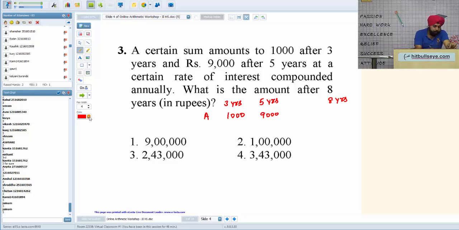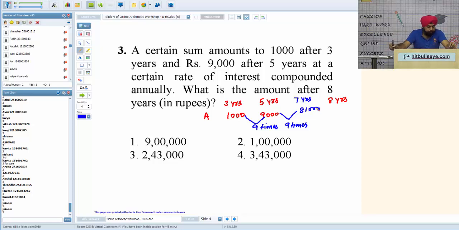So students, just try to think it logically that the sum of money becomes 9 times in 2 years from 3 to 5. So you can move ahead 2 more years. So it will become 9 times again. You will say it will become 81,000.